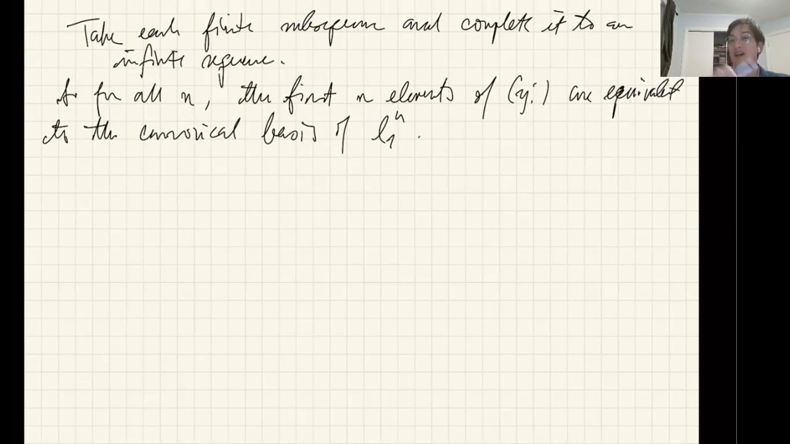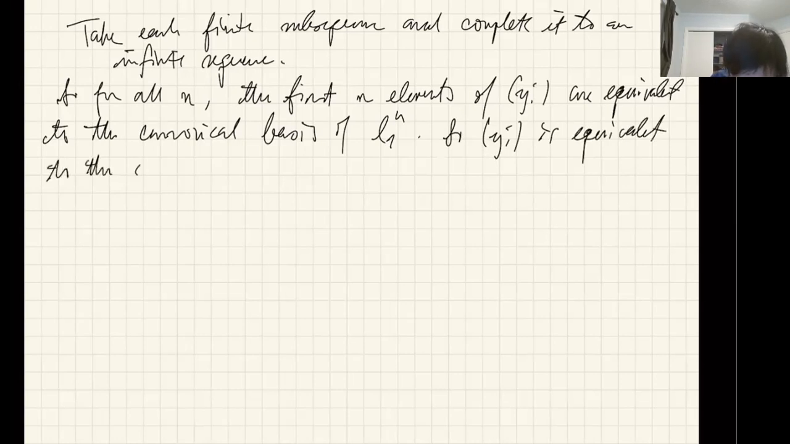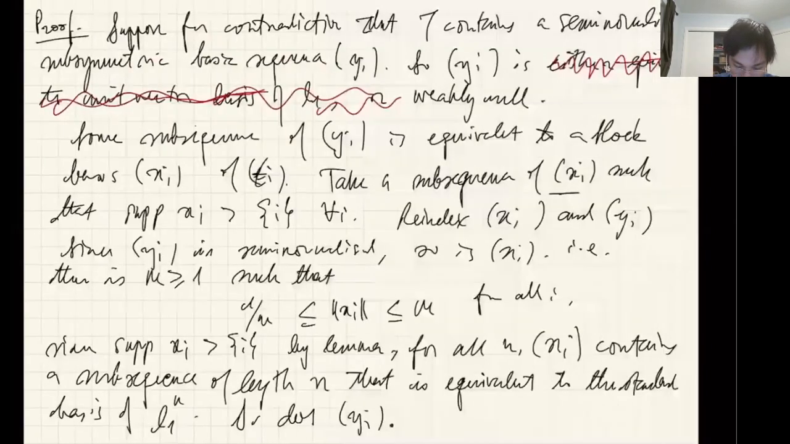So it's interesting because yi has all these subsequences, and it's equivalent to all of them, and all these subsequences are sort of equivalent to L1 to the n, and then yi is equivalent to all of them. And so we know the first n elements of yi are equivalent to the canonical basis of L1 to the n, and that means that yi is equivalent to the standard basis of L1.